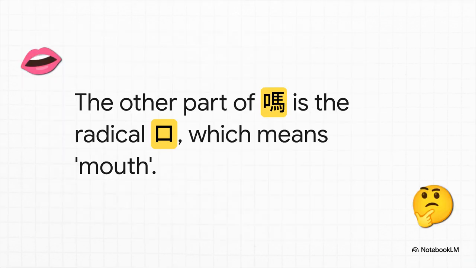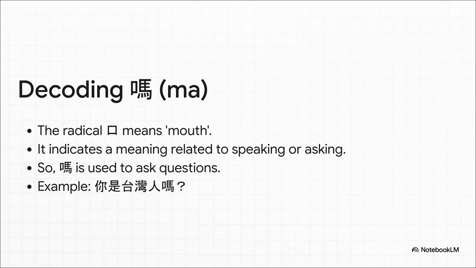Okay, so that's the sound clue sorted, but what about the meaning? Let's go back to that first character, ma. We know the horse part tells us the sound, so the meaning has to come from that other bit, that little box on the left, ko. Any idea what that might be? Well, that little box, ko, is actually the character for mouth. So it tells us that the meaning has something to do with speaking or asking. And that's exactly right. The character ma is what you put at the end of a sentence to turn it into a question. It's literally a sound you make with your mouth to ask something.